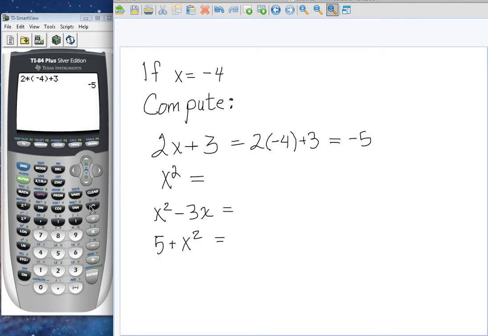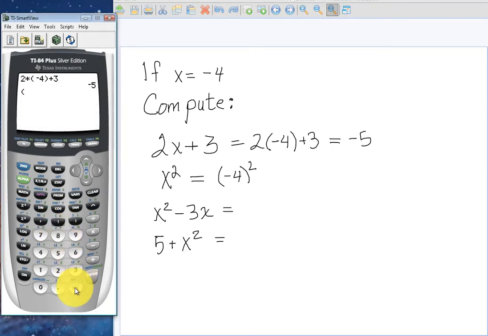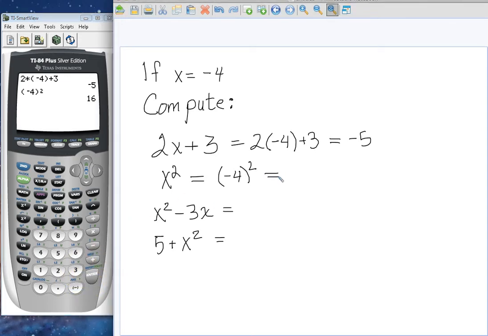X squared. To enter this into the calculator properly, you should put parentheses around the negative 4 and then square it. Let's do that. Parentheses, negative 4, parentheses, x squared, enter, and we get the correct answer, which is positive 16.